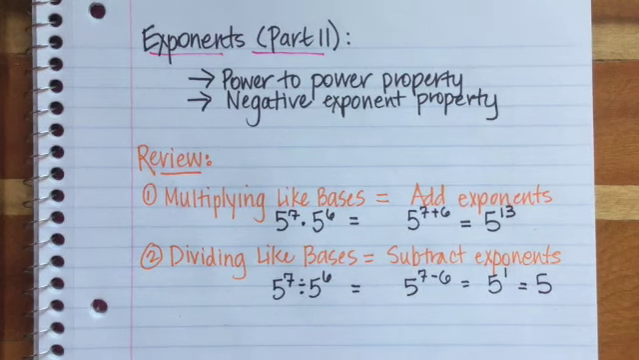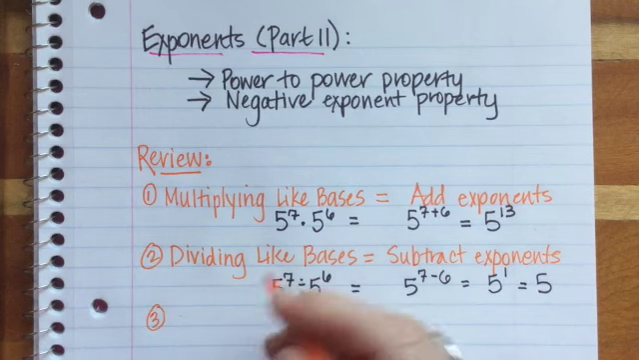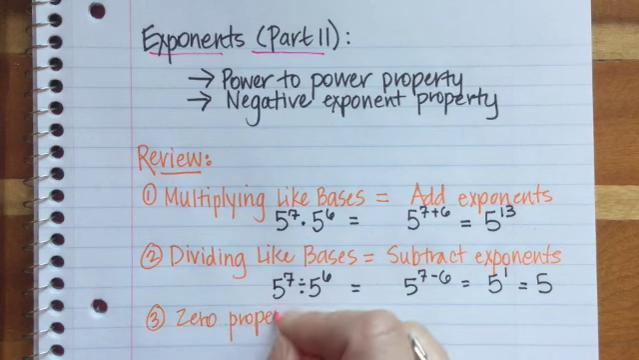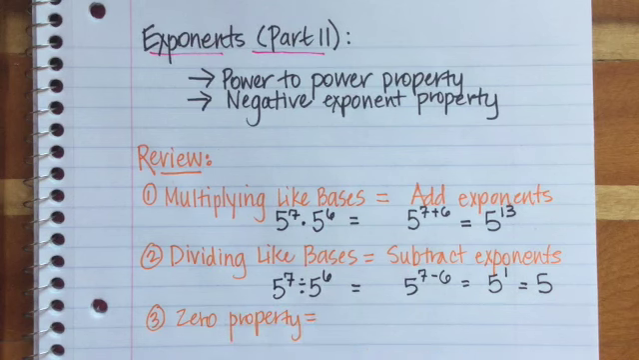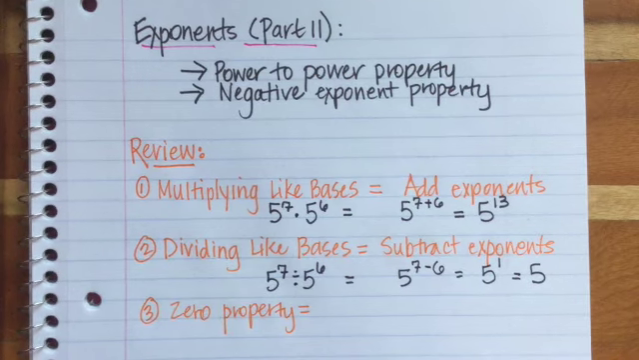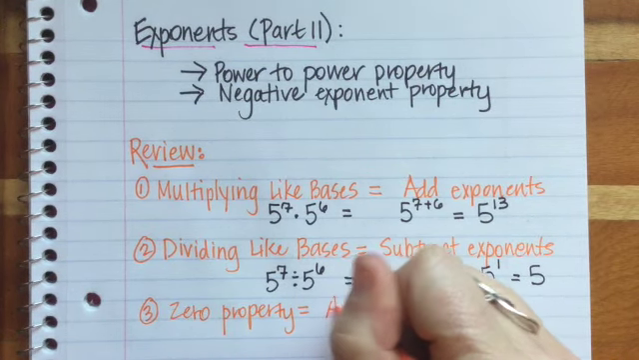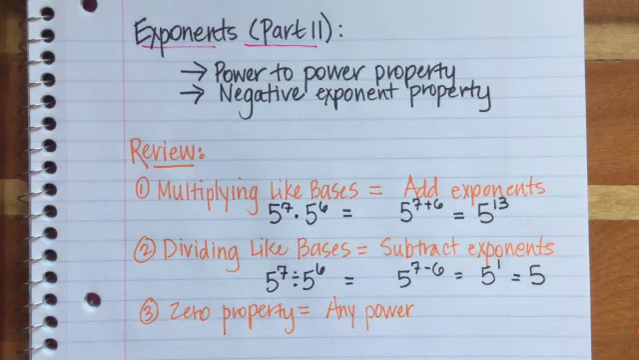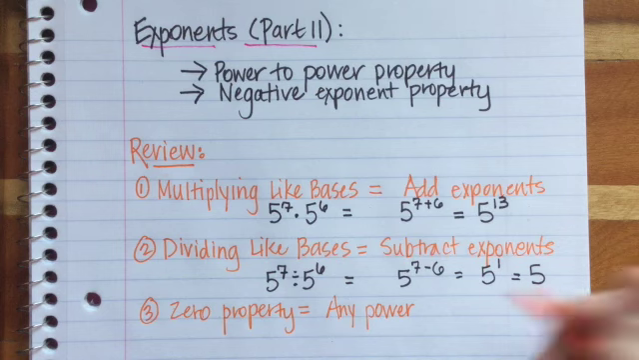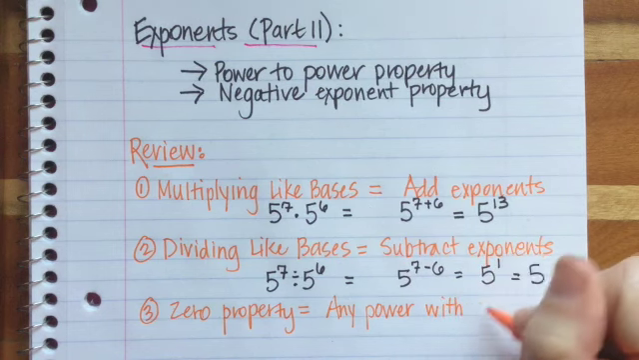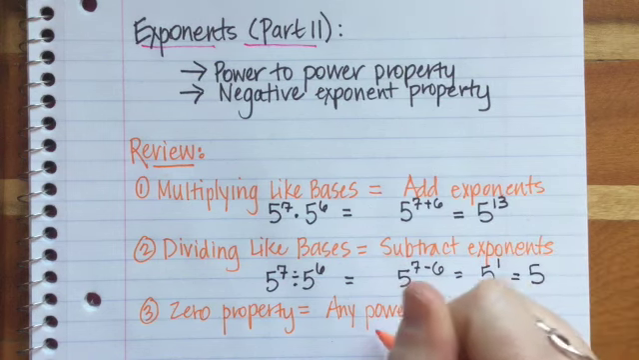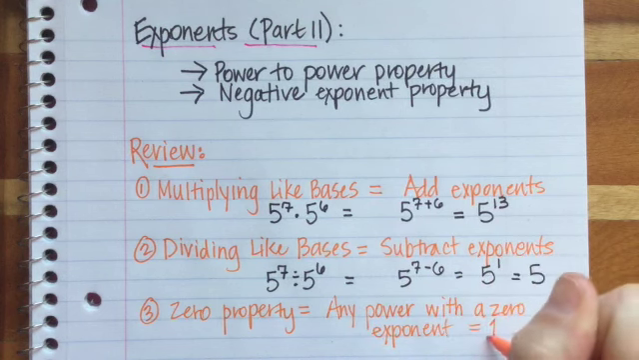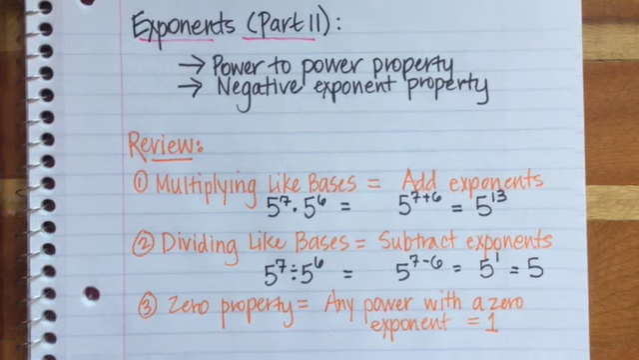And then the last rule we talked through was the zero property. And what we learned is that any power, and remember a power was the base and the exponent, so any power with a zero exponent just equals 1. The whole entire thing is going to be equal to 1.